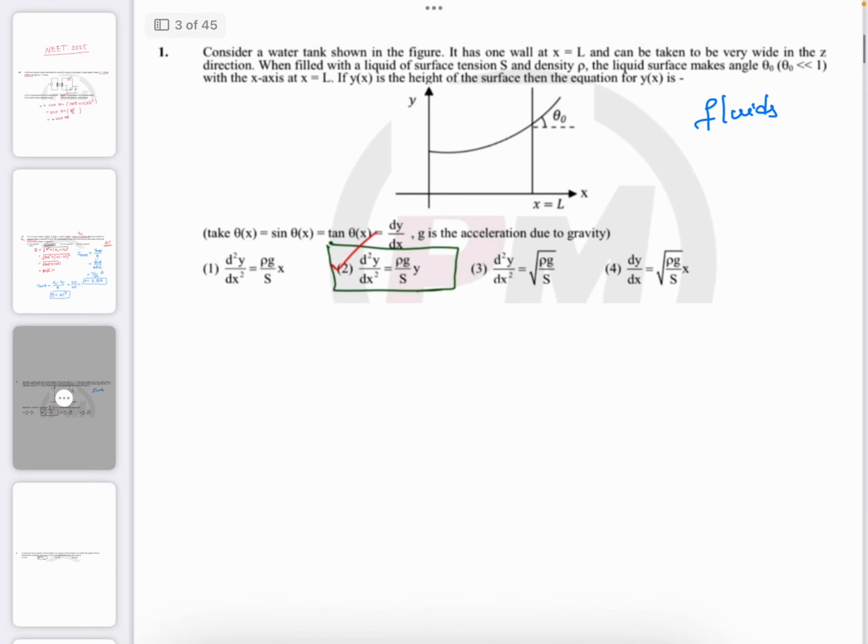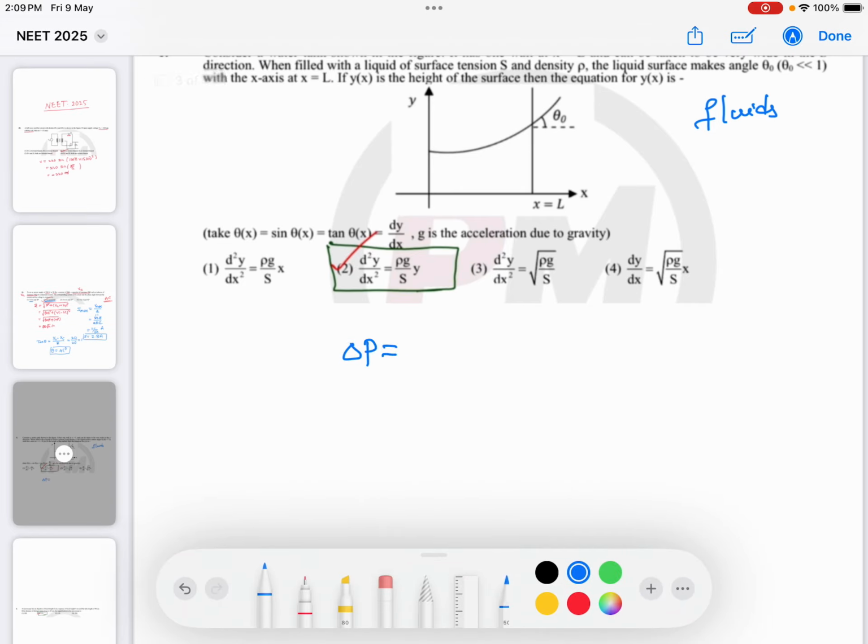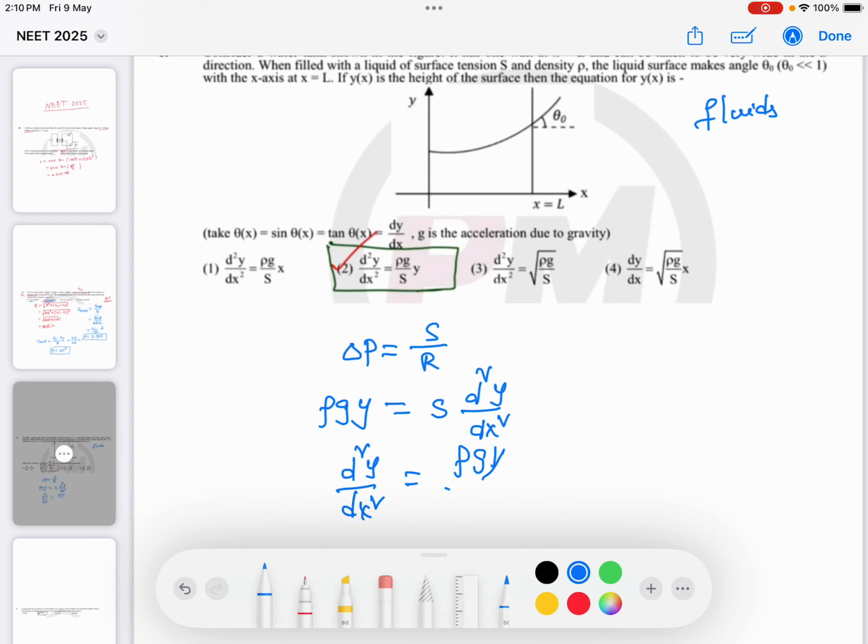So how to answer it? According to fluid, you can find out change in pressure is equal to surface tension divided by radius of curvature. So according to P value, delta P is rho g h, here h is nothing but y. So S into d square y by dx square, nothing but acceleration. So d square y by dx square can be written as rho g y divided by S. So that answer belongs to the second one.